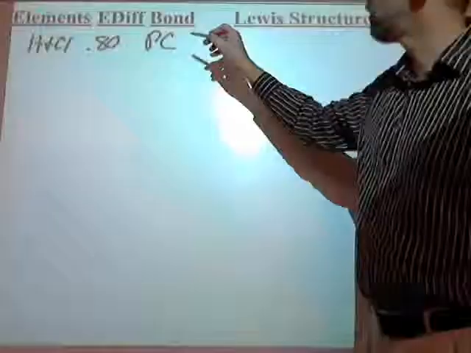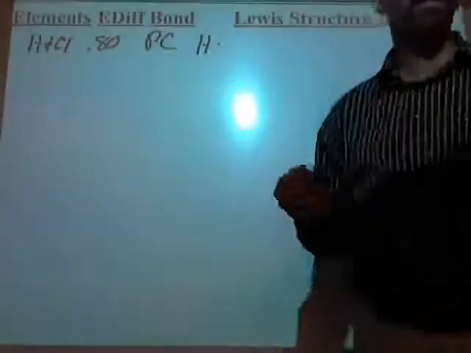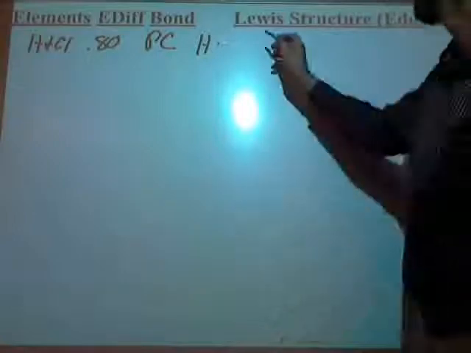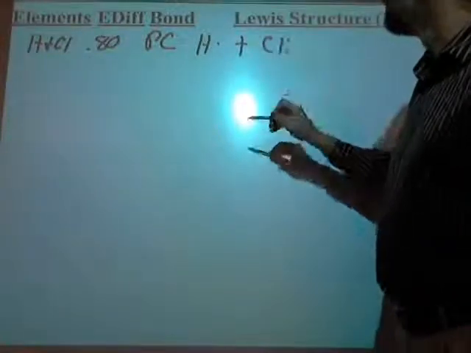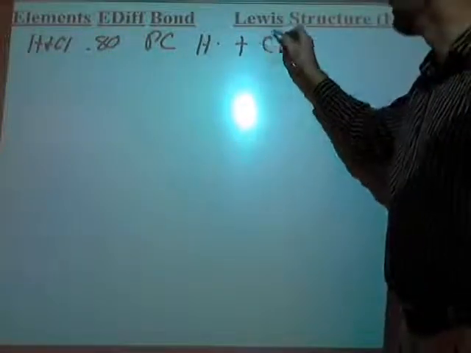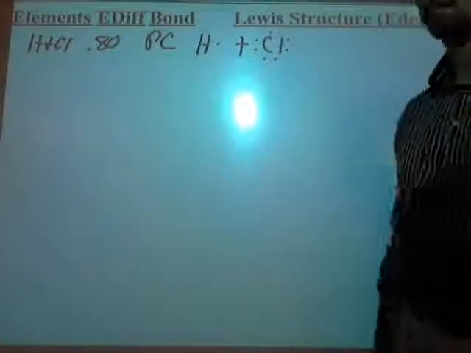Now, let's draw each one separately. H has one dot because it's in group 1. It has 1 electron in its outer shell. Cl has 7 in its outer shell. It's in group 7, you can tell that. It has 7 dots in its outer shell. And you just saw one kind of like this.